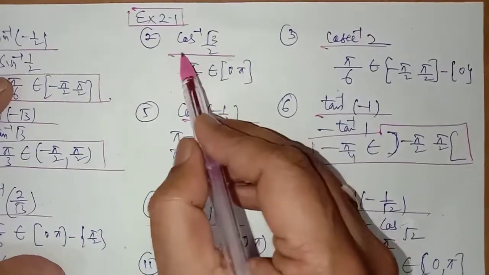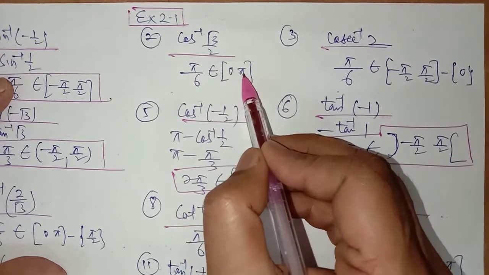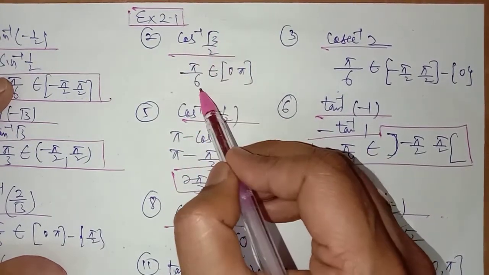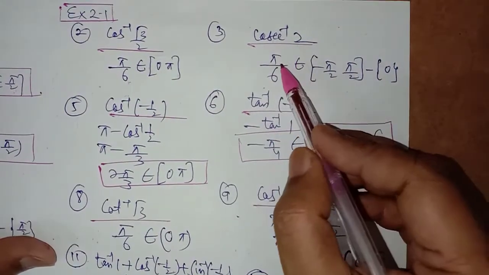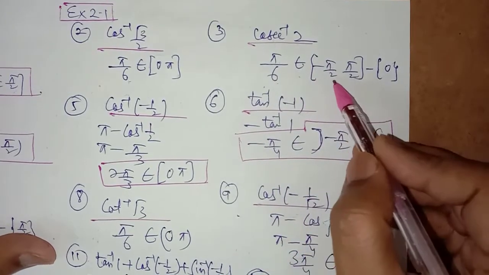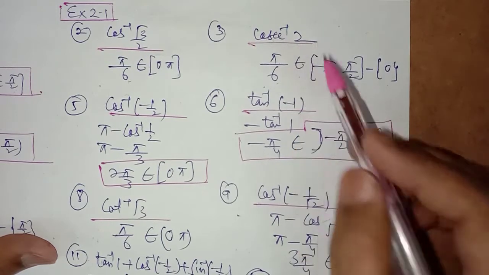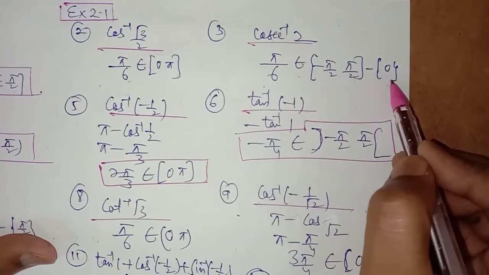Similarly, for cos inverse root 3 by 2, the principal value branch for cos inverse is 0 to pi. So we can write directly that cos inverse root 3 by 2 is pi by 6, the 30 degree angle. Cosec inverse is also pi by 6 because it belongs to its principal value branch of minus 90 to 90 except 0, not defined for 0.